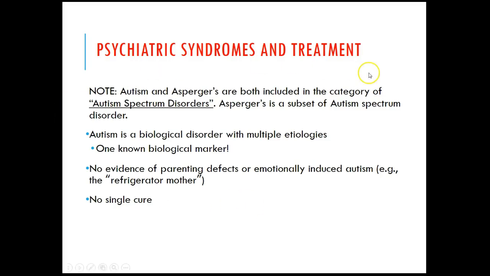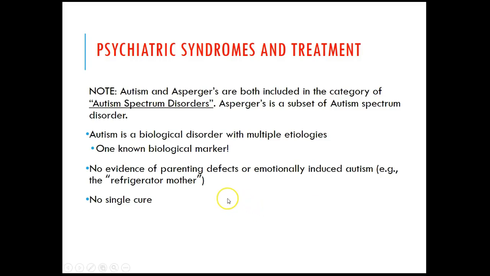So starting with the first mental health illness, psychiatric syndromes and treatments, we're going to look at autism spectrum disorders. Note that autism and Asperger's are both included in this category known as ASD, autism spectrum disorders. In fact, Asperger's syndrome is a subset of ASDs. Autism has gone through a lot of research in the past, and from different resources, we've now found out that autism is actually a biological disorder with multiple etiologies, and there is no known biological marker for autism. Autism was never actually emotionally induced.